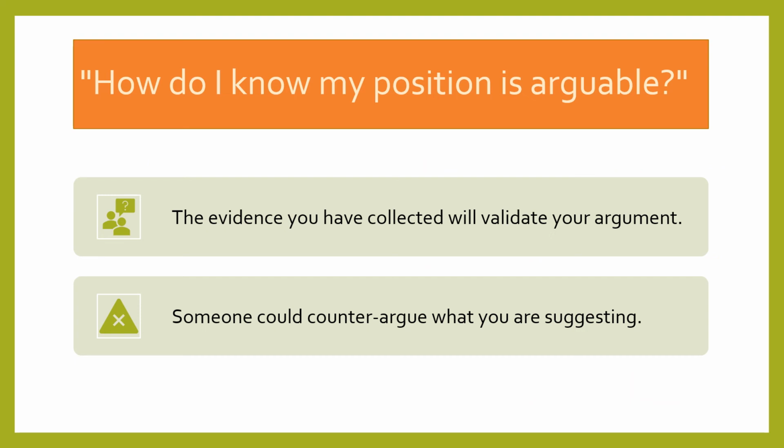So how do we know that a position is arguable? Well, first, the evidence you've collected will support your argument. All the facts and evidence that you've collected can be used to argue your position. Second, someone should be able to counter your argument. There must be a flip side to the argument that could be presented with a different set of criteria and evidence. Someone else may think that a good role in society has different qualities, for example.